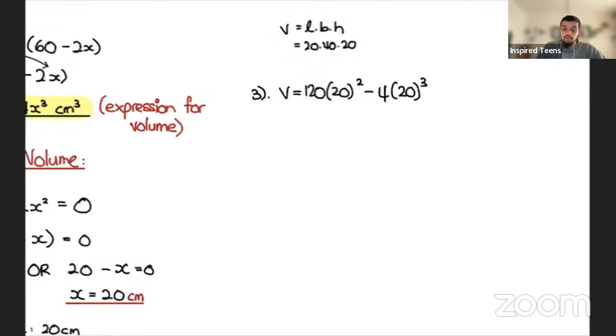So here, if I put this into my calculator, which is right here, I will have 120 times 20 squared minus 4 into 20 cubed. And 20. And here I get a volume of 16,000 centimeters cubed. Let's do 20 times 40 times 20, and I get the exact same answer, 16,000 centimeters cubed.